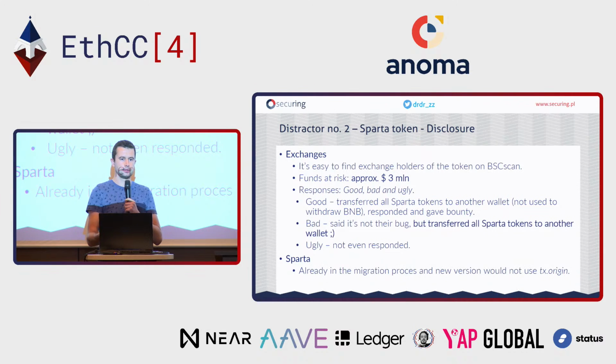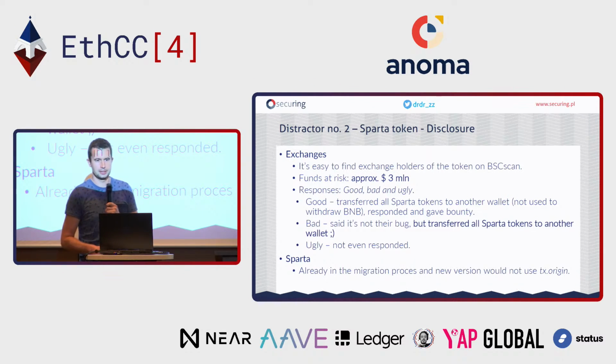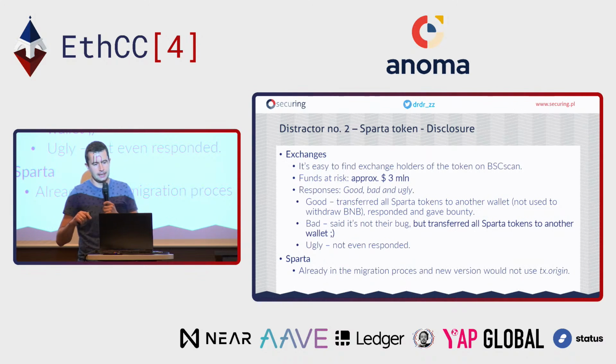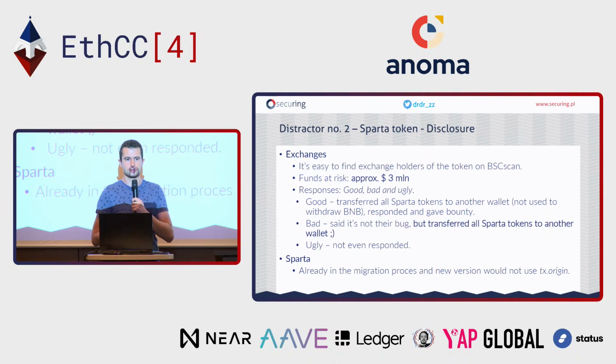And have you seen the movie The Good, the Bad and the Ugly? It was exactly the same here. There was a good, bad, and ugly exchange. The good one was like, when I contacted them, they responded very quickly. They transferred all the Sparta tokens to another contract so that they do not use the same contract to withdraw both BNB and Sparta. And also they responded fast, they checked that, and they gave a bounty. And the bad one was, yeah?